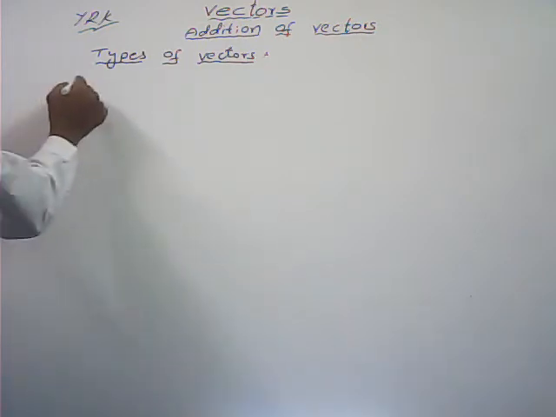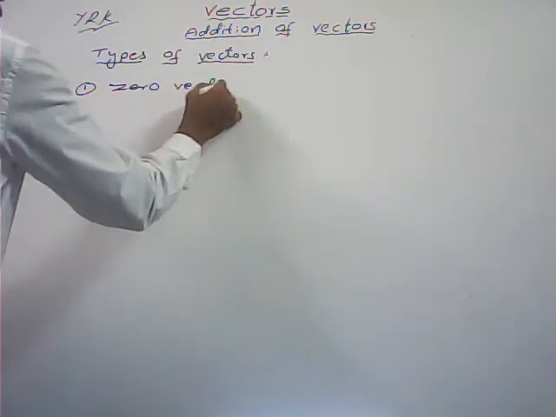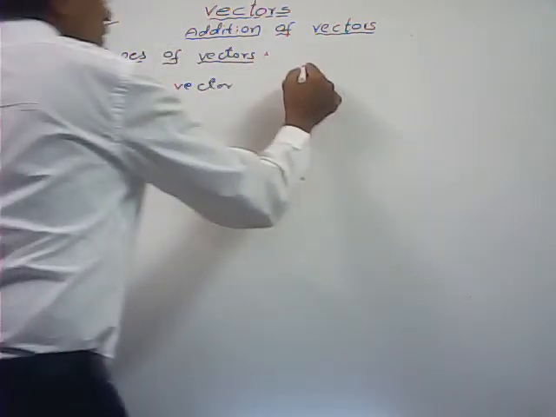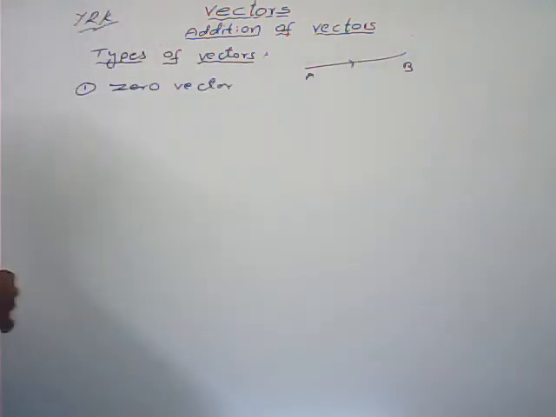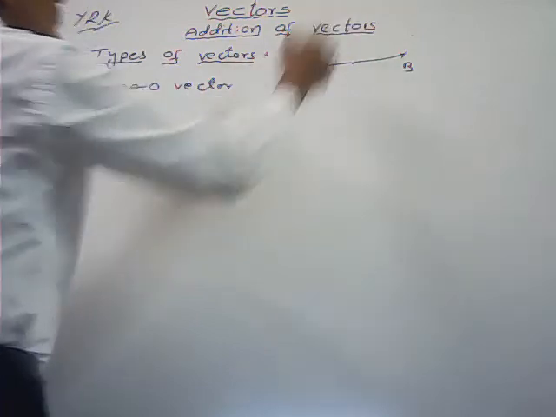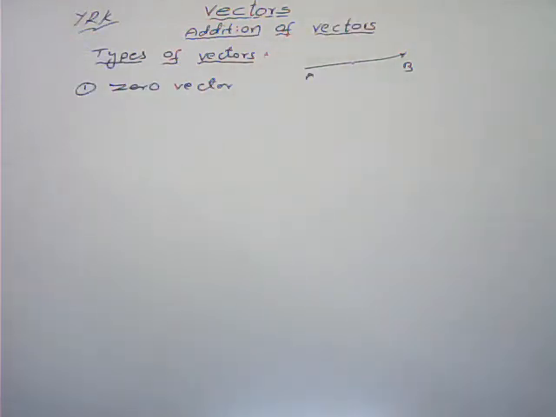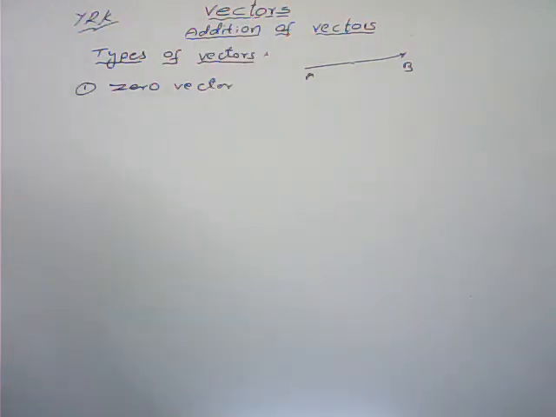Now, types of vectors. First one, zero vector. What about the zero vector? For example, here I have taken AB bar, that is one of the vectors. This is the line segment directed towards B. AB bar is the vector. Here A is the initial point, B is the terminal point.